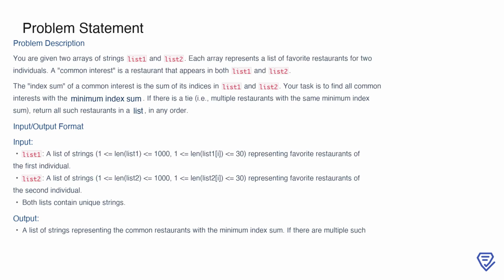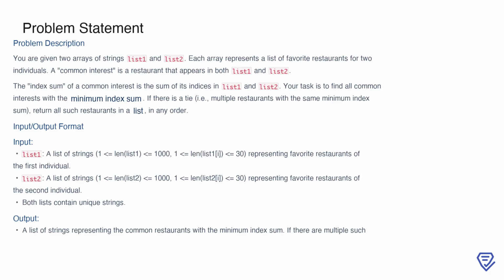In this problem, you are given two lists of strings, list 1 and list 2, where each string represents the name of a restaurant. These lists correspond to the favorite restaurants of two different individuals. The goal is to find the restaurants that are common to both lists and are considered common interests. For each common restaurant, we calculate the index sum, which is the sum of its positions in list 1 and list 2. Among all the common restaurants, we need to identify the ones with the smallest index sum.